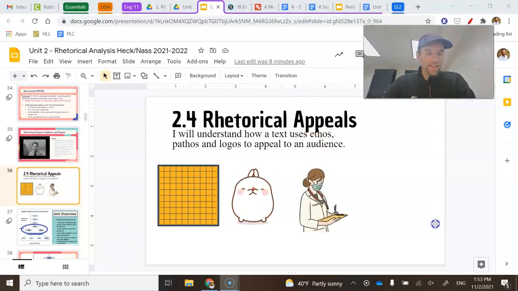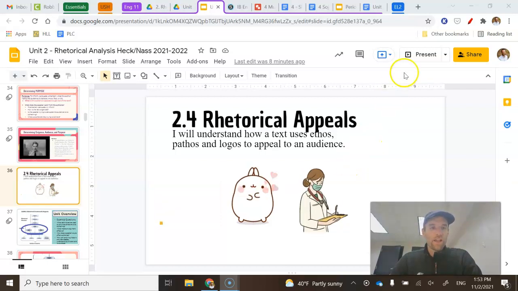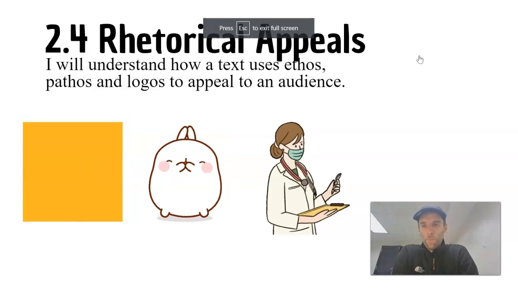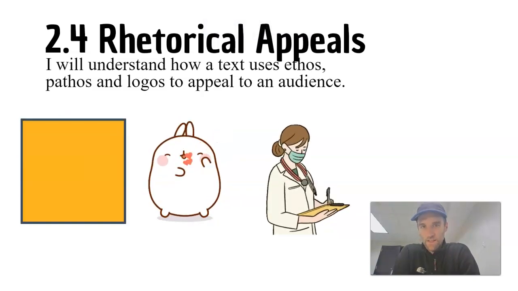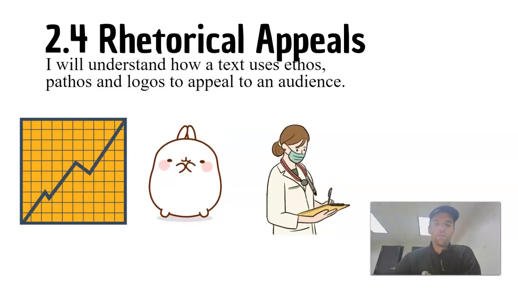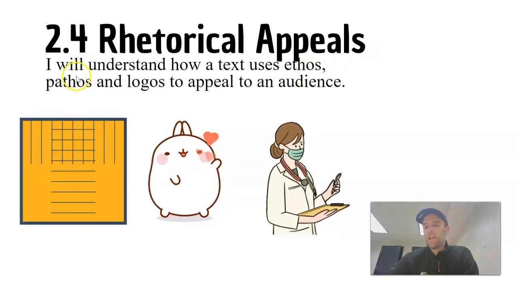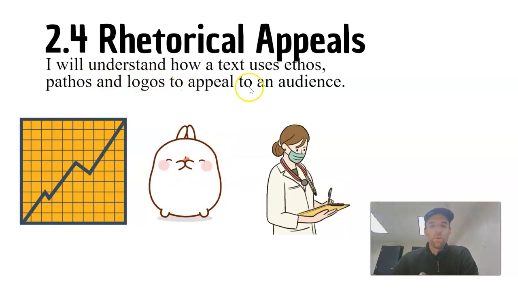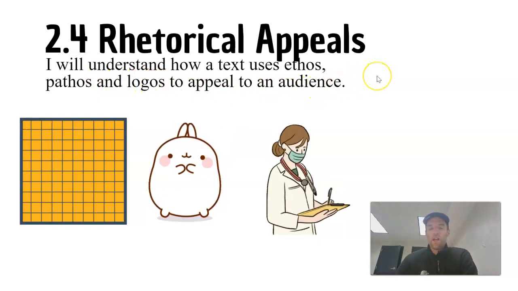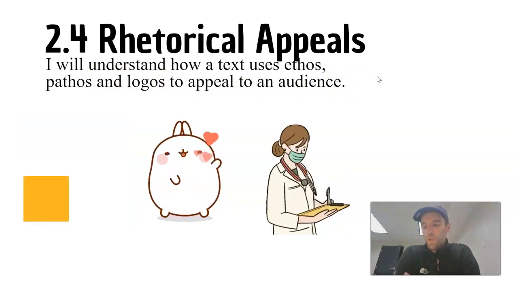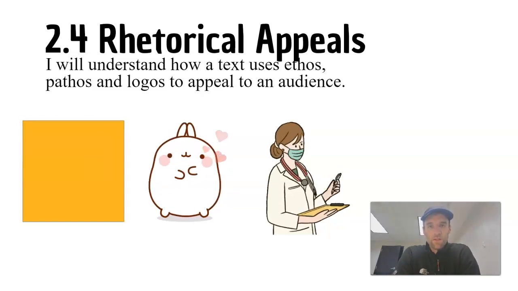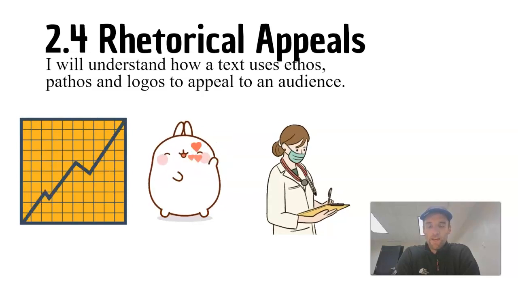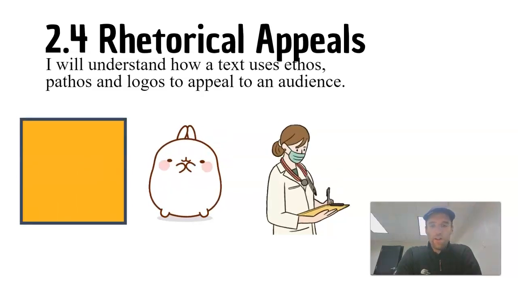We are looking at Lesson 4 in Unit 2, and this lesson focuses on rhetorical appeals. So, our goal today is to understand how a text uses ethos, pathos, and logos to appeal to an audience. You will need your notebook. You will need to take some notes here on rhetorical appeals. So pause my video and go grab your notebook if you don't have it.